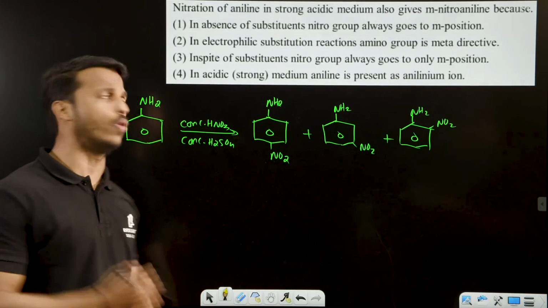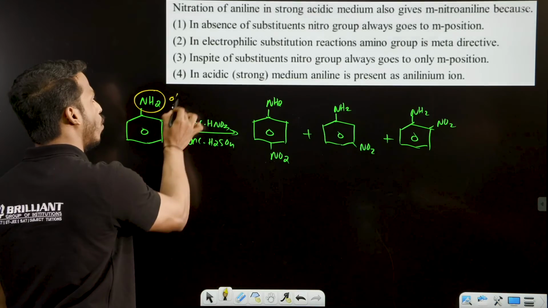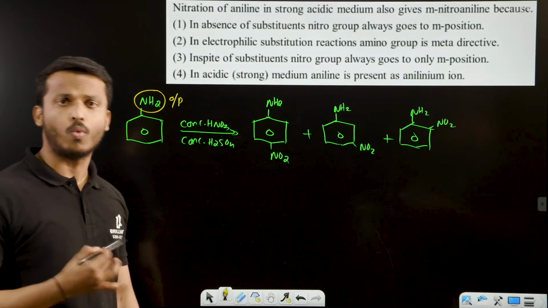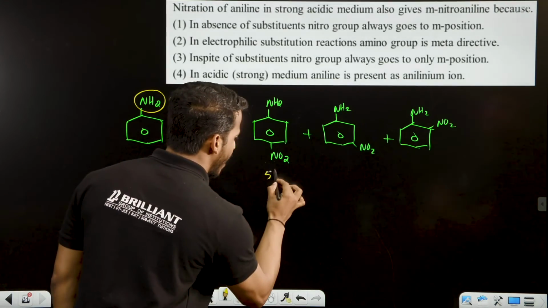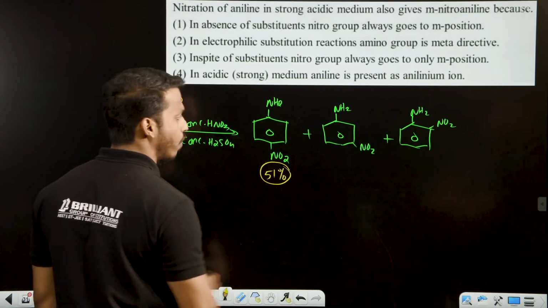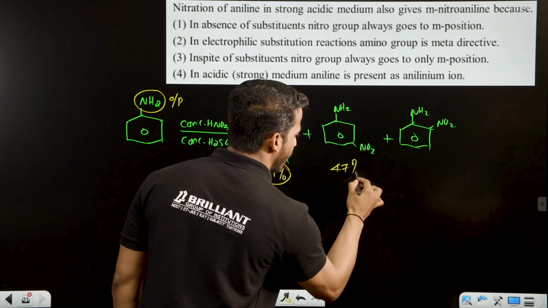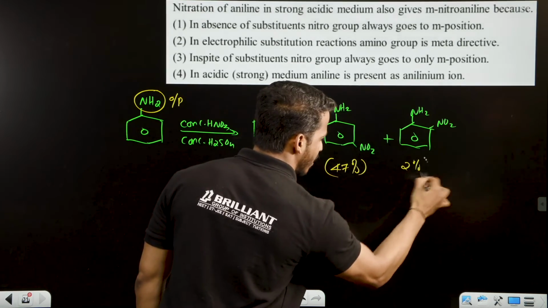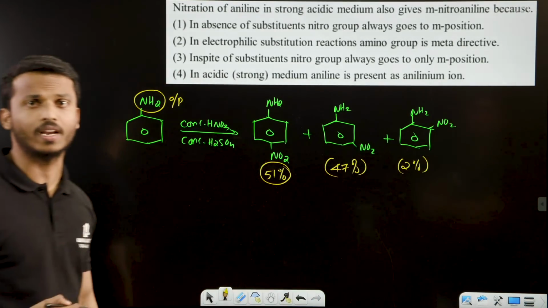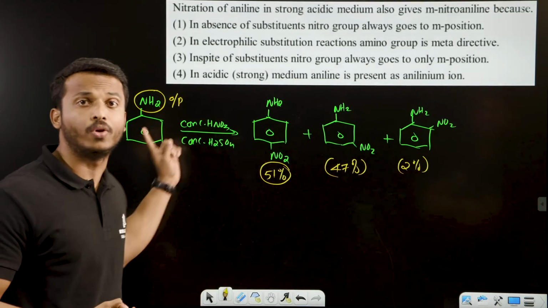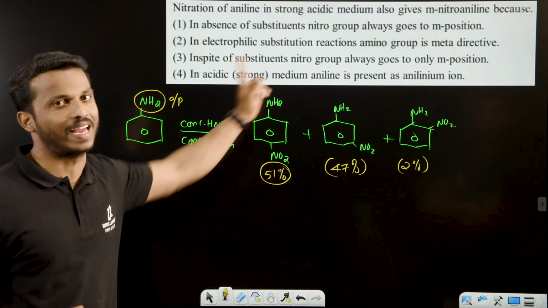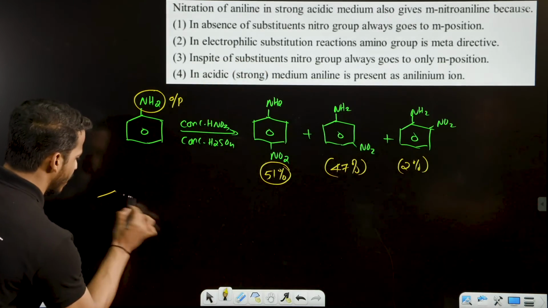So we know NH2 is an ortho para directing group. Then why does NO2 go to meta? There is a confusion, right? Para is always the major, around 51%, and 47% meta, remaining 2% ortho. So the question is, why is a substantial amount of meta product formed during the nitration of aniline? What is the reason?